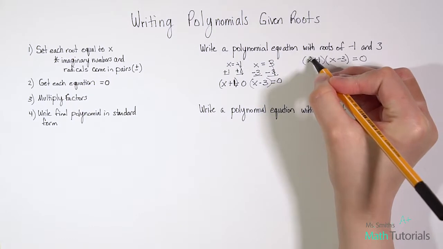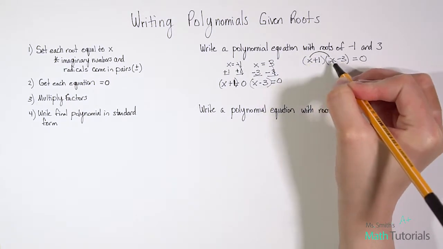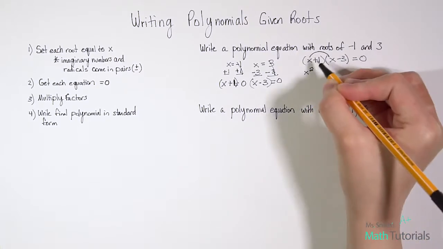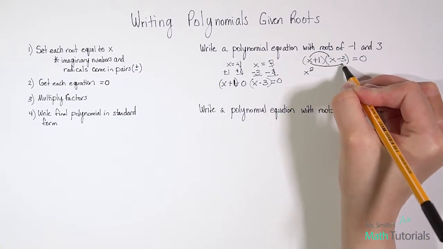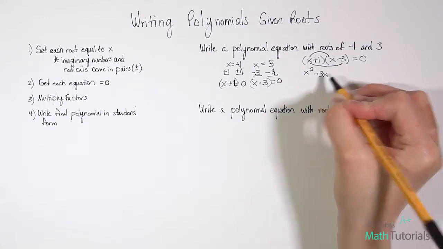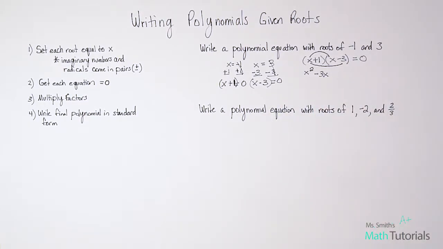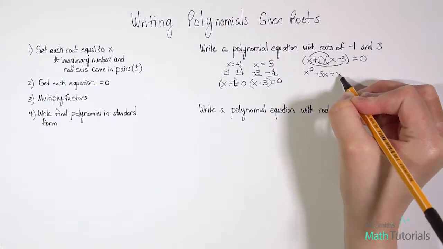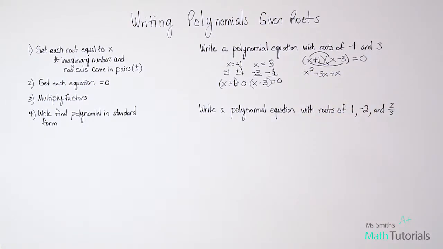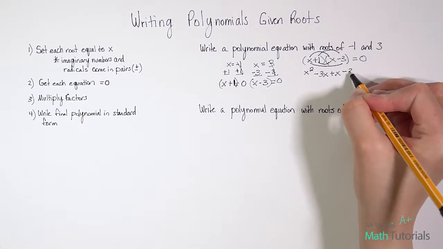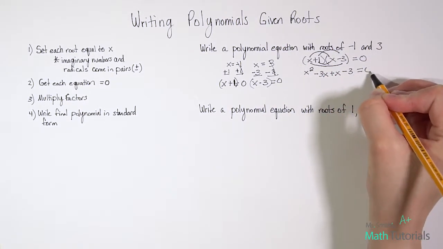So for FOIL, we do our first, so x times x is x squared. And then we do our outer. So x times -3 is -3x. And now our inner, so 1 times x is +x. And our last, 1 times -3 is -3. We still have this equals 0.